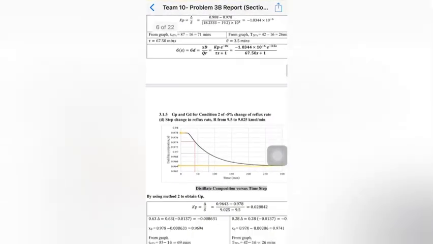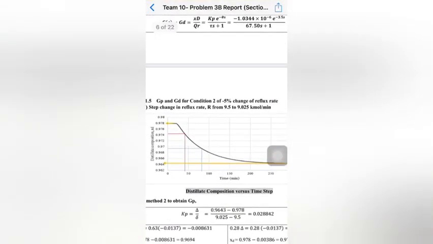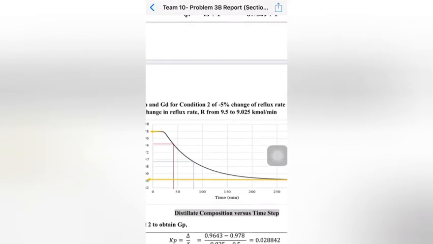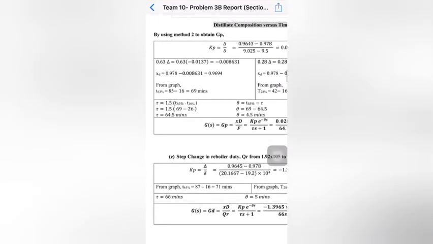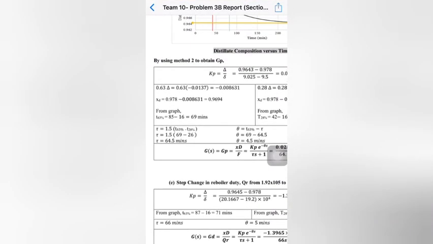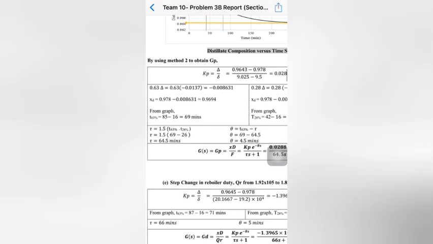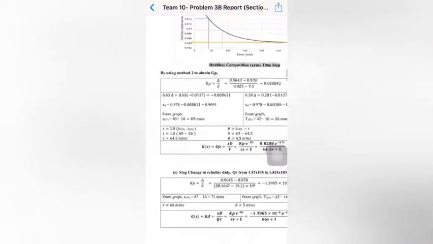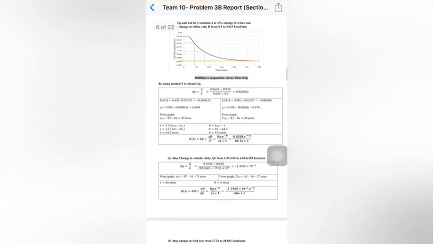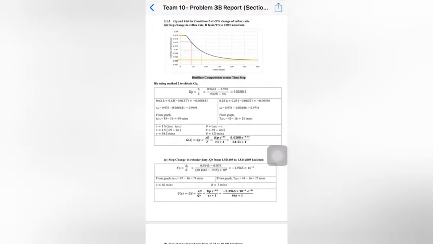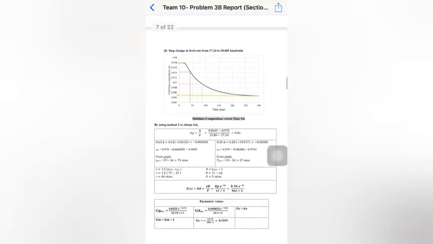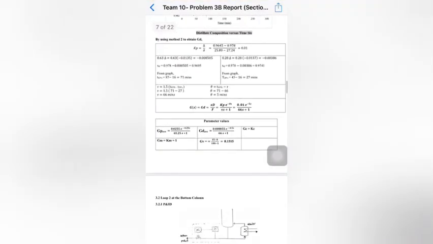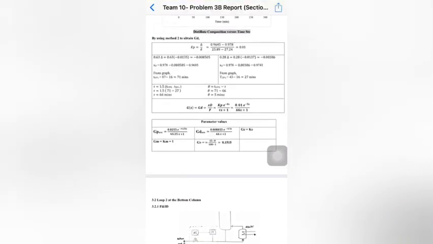Next is the second condition at the top column, which is the negative 5% change of reflux rate. We also need to find the GP and GD for further analysis. So we also use method 2 in order to find the KP value, tau value, and delta value to get the GD and GP value. This is the table that we summarize, showing the parameter values we get at the top column.